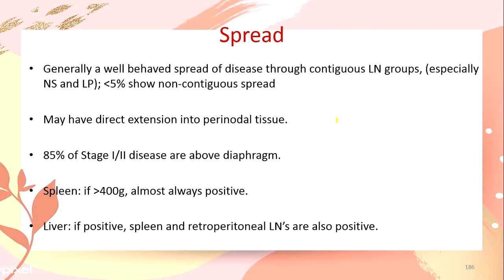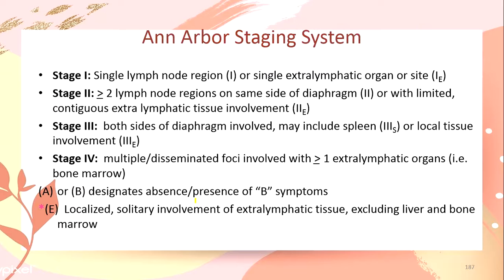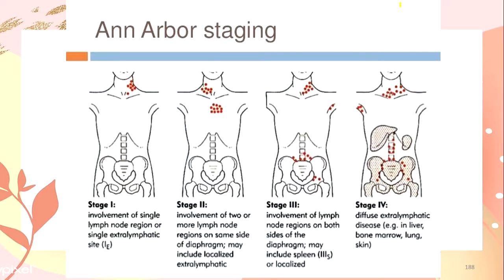Spread. How does the spread of Hodgkin lymphoma occur? A well-behaved spread of the disease through contiguous lymph nodes is seen. Less than 5% show non-contiguous spread. There may be direct extension in the perinodal tissue, and 85% of stage 1 to 2 disease are above the diaphragm. And the Ann Arbor staging system. You can be given a short question on this type of classification system. It is very easy to remember.